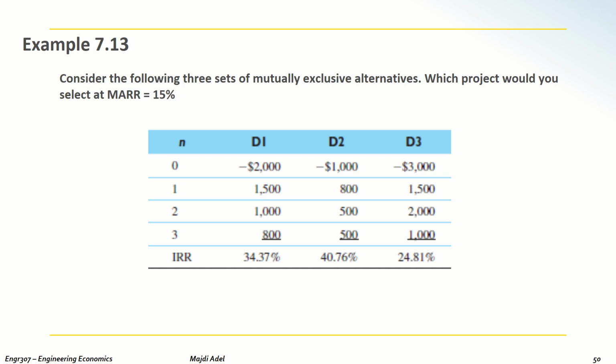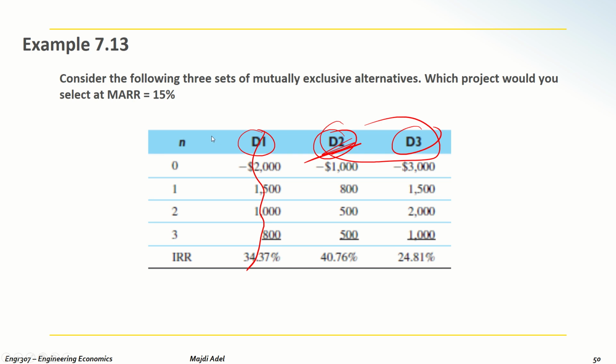Now, we have multiple alternatives. I have three alternatives. How to compare more than two alternatives? When we have more than two alternatives, we compare them pairwise. First of all, I choose, for example, D1 and D2 and see which one is more profitable. And the more profitable one, I compare it with D3. For example, if I compare D1 with D2, I find that D2 is more profitable, then D1 is rejected. Then now I compare D2 with D3 and decide which one is more profitable.